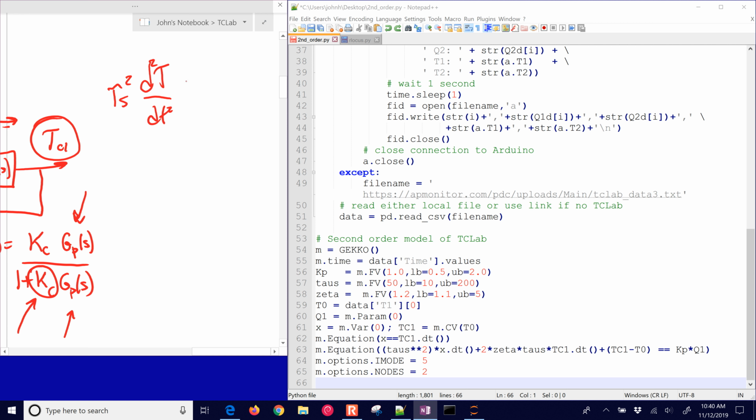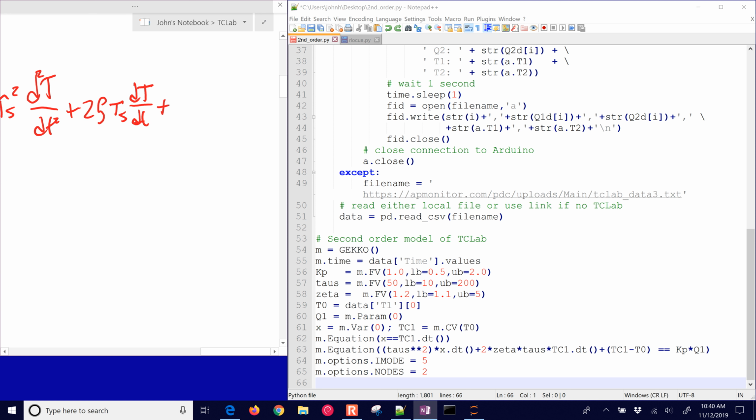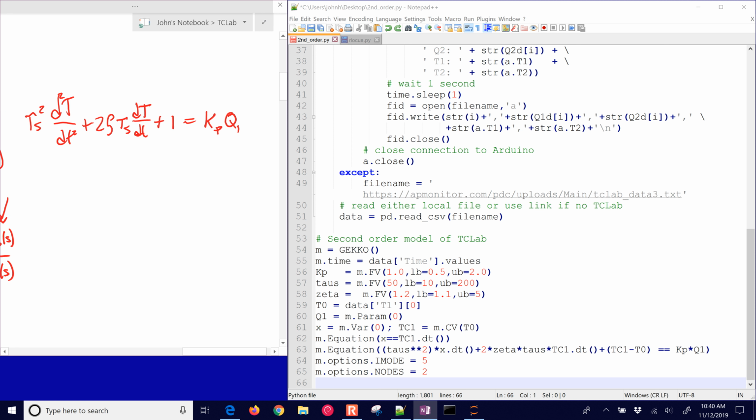Okay, second derivative of temperature, and then I'll do plus 2 zeta tau s and the temperature, and then plus 1 equals Kp times Q1. Alright, so what I've done is, because I can't do a second derivative here, I've just defined another state, which is x, and set that equal to dT/dt.